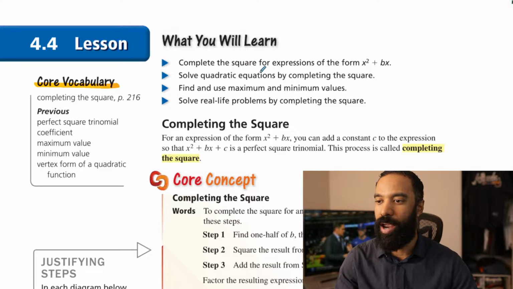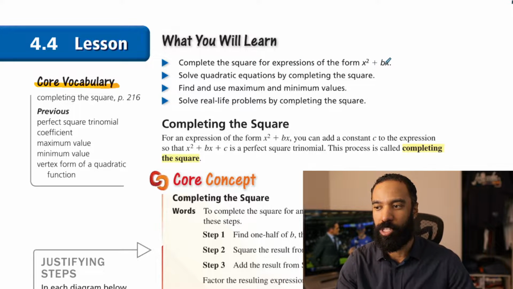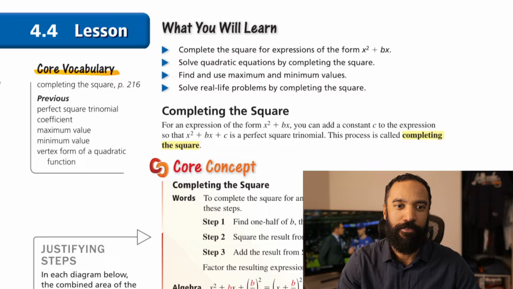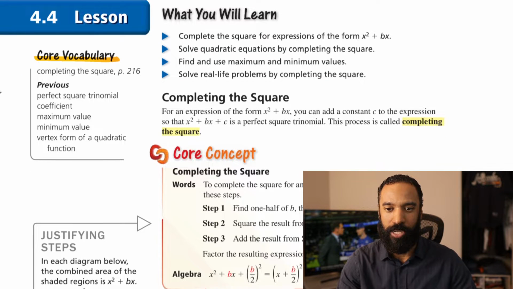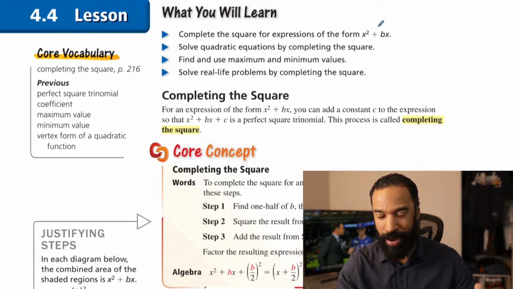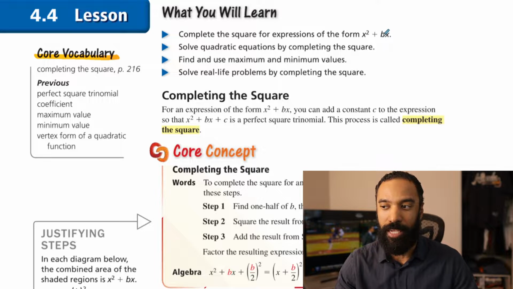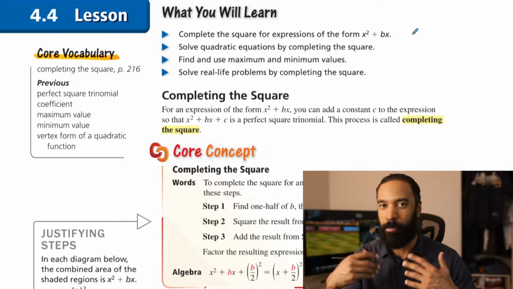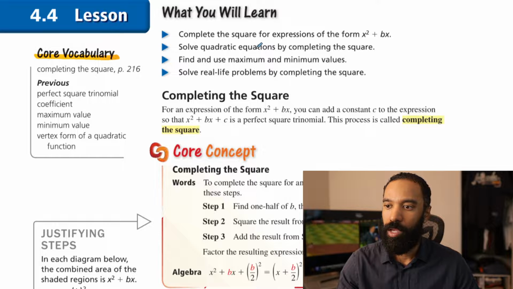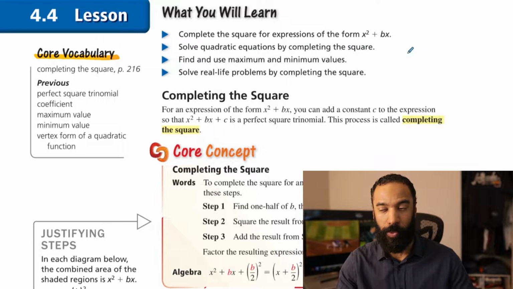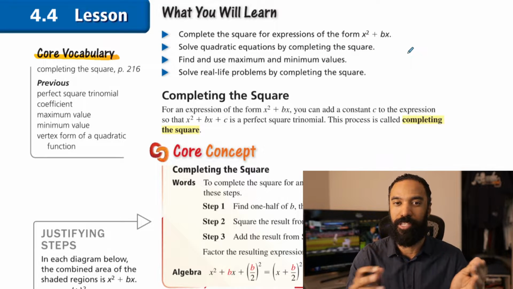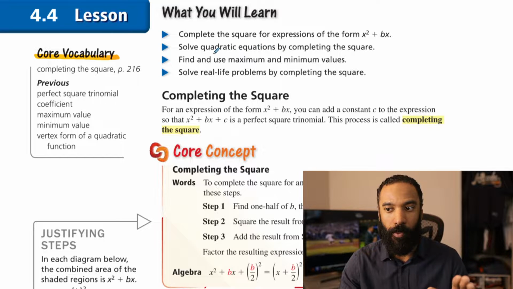We are going to complete the square for expressions of the form x squared plus bx. Yes, a lot of problems, whether worksheets, websites, or books, like to begin with saying, hey, just complete the square. Just get the practice in. Then solve quadratic equations by completing the square. So after doing so, using the process, how do we then solve an equation?